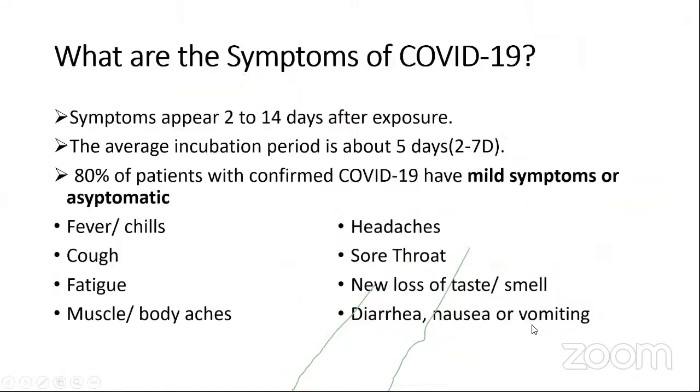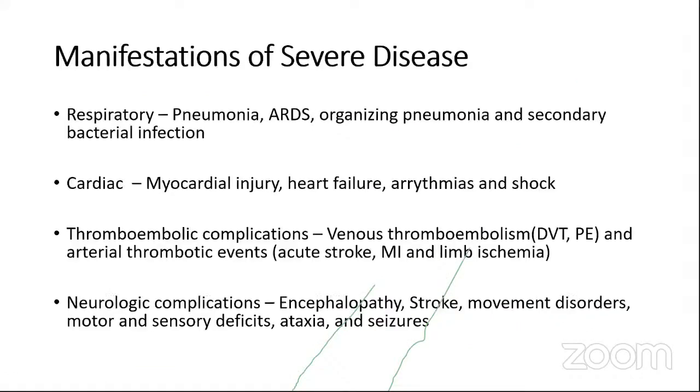Right. So symptoms of mild COVID-19, I think I can skip this slide because I have already explained. So then we'll move to the manifestations of severe disease. The respiratory system is the primary system involved with COVID-19. They can have viral pneumonia to start with that can progress to ARDS, and because of the inflammation, progress to organizing pneumonia, and the picture can be complicated further by bacterial or fungal infection.